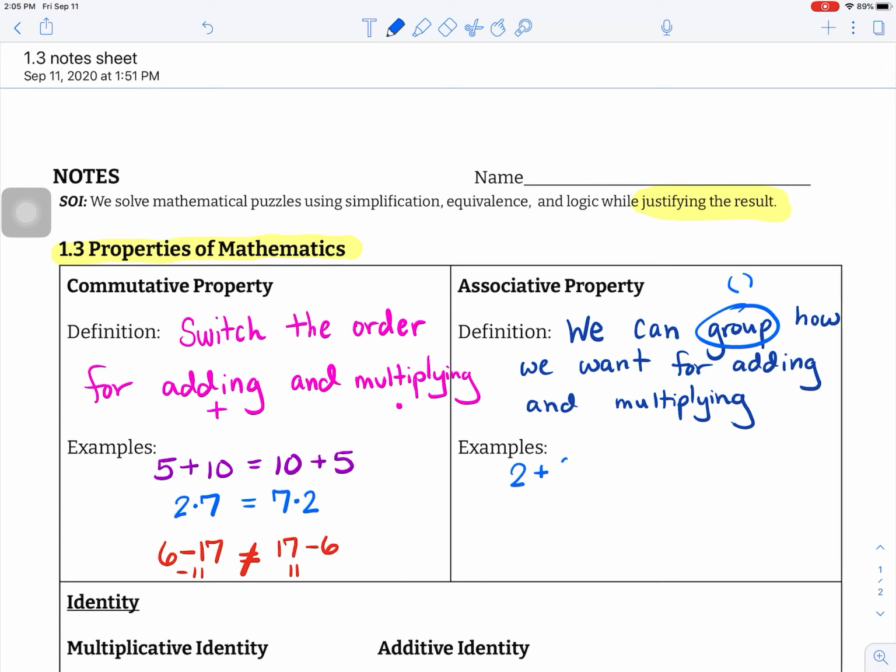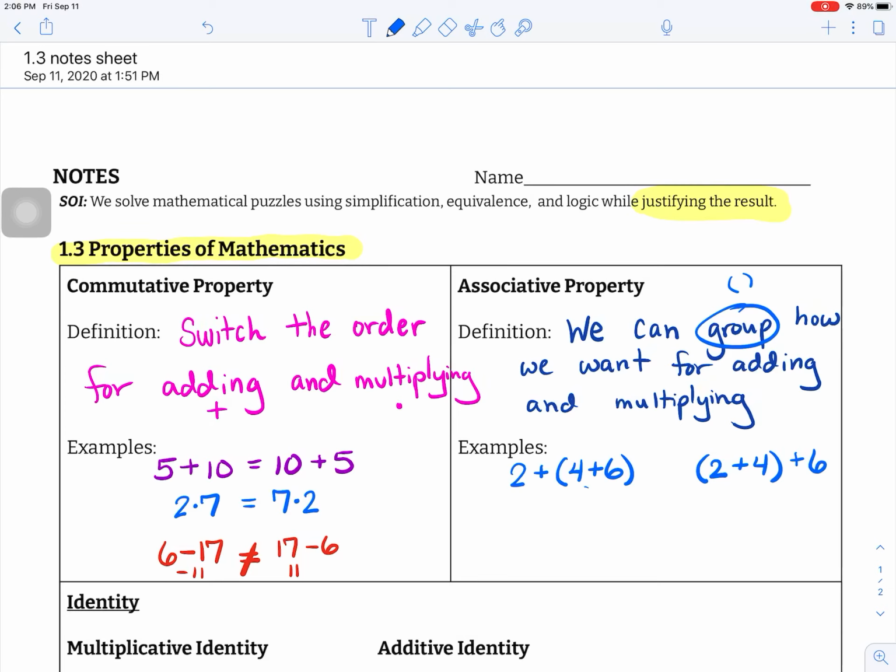So if, for example, using GEMS, I grouped these two things together, the 4 and the 6, GEMS tells me I have to add those first. The associative property tells me that since this is addition, I can choose to group something else together first. Say I want to shift those parentheses over, and I'm grouping together that 2 and that 4, which is going to leave the 6 outside of the parentheses. Let me show you how this works.